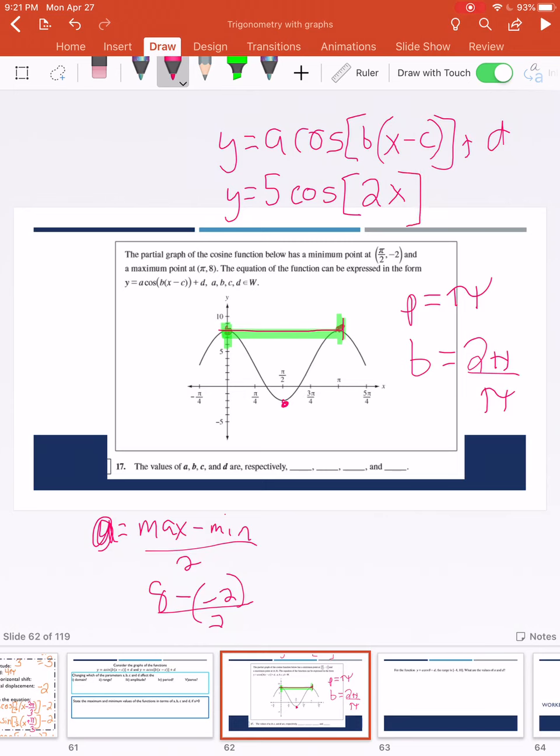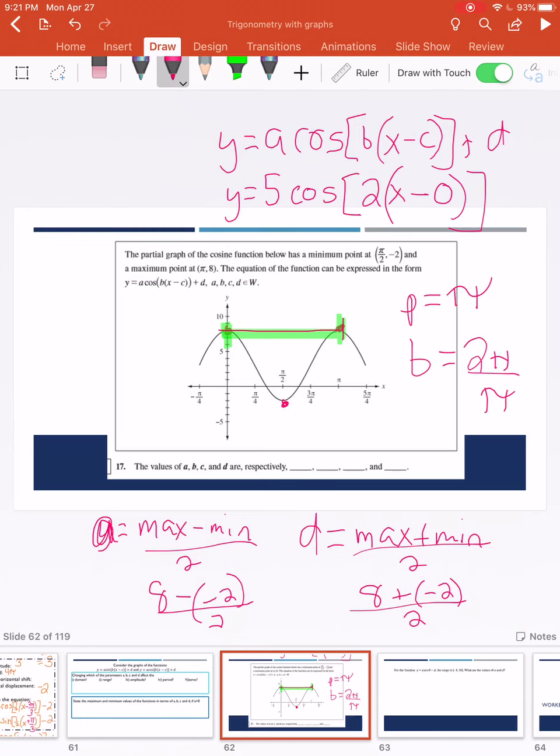Okay, so actually I'm going to rewrite it so it looks the same as the formula up here. So there's no horizontal shift, so really I just moved 0 units to the left or right. And my midline, which I'm going to draw here, and I'm going to write the formula for, max plus min divided by 2. So now I'll go 8 plus negative 2 divided by 2. 8 plus negative 2 is positive 6 divided by 2 gives me positive 3. And I can even draw it on there, and I like to draw it just so I can double check all my numbers. Okay, so then my a value is 5, my b value is 2, my c value is 0, and my d value is 3.